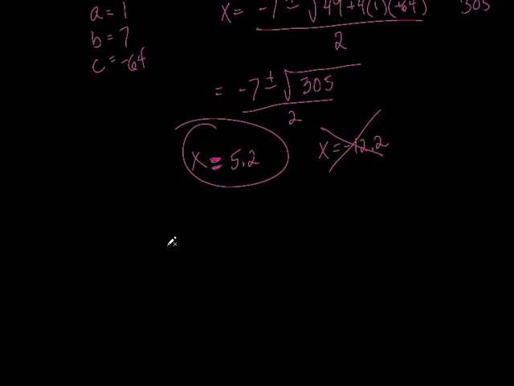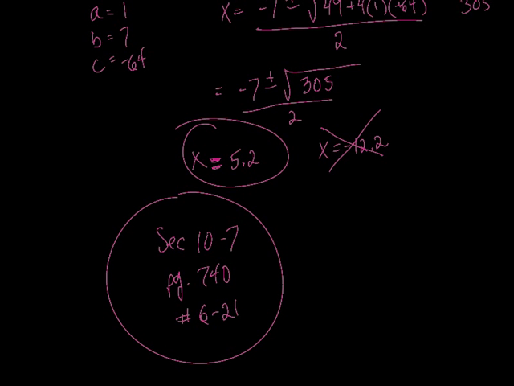Oh, let me give you some problems to do. I don't want to forget that, do I? Section 10.7. Where did I put my book? Here. Well, you've got like an hour drive. Do it on the way down. 10.7. Let's see. Page 740. And we're doing 6 to 21. There it is. Enjoy. Good luck in Math League tonight.